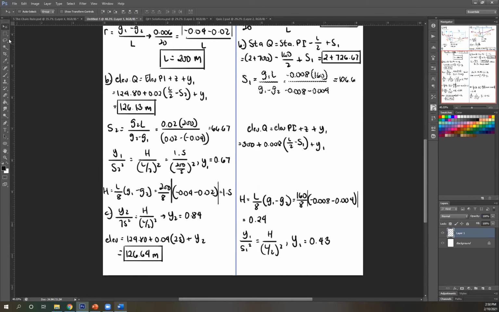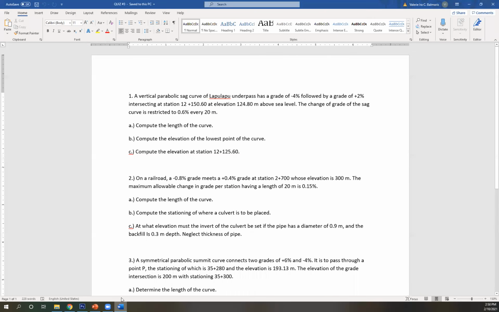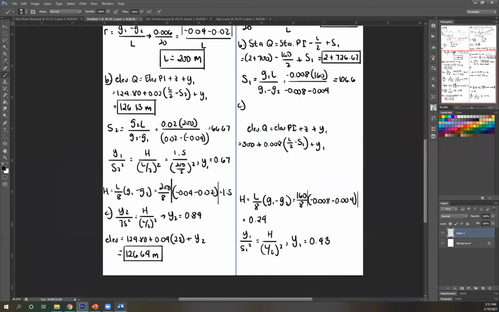Okay, letter C. At what elevation must the invert of the culvert be set if the pipe has a diameter of 0.9 and the backfill is 3 meters depth? Neglect thickness of pipe. Okay, so neglect thickness of pipe. So what does that look like?